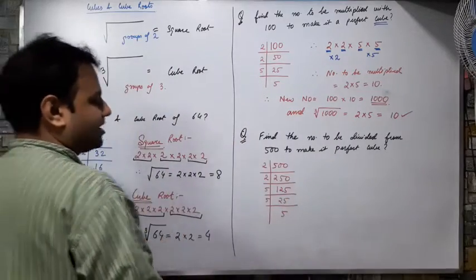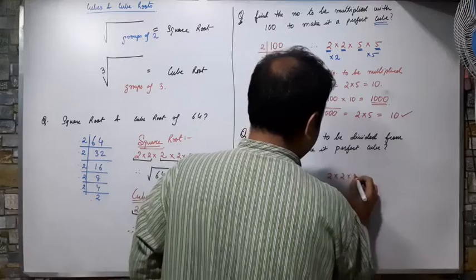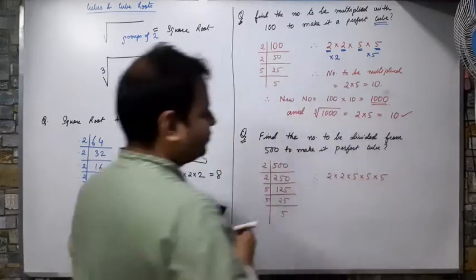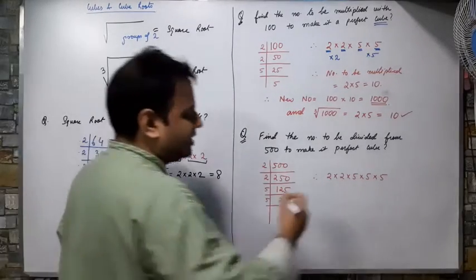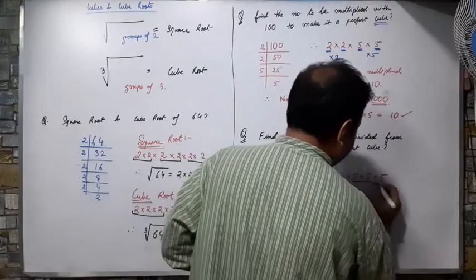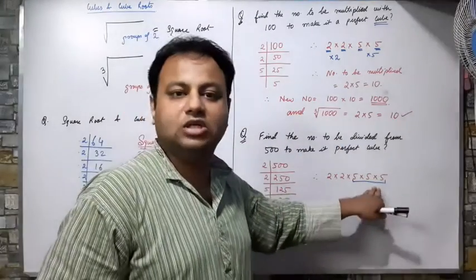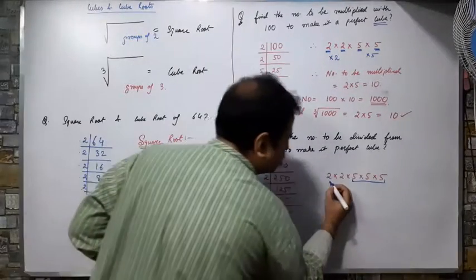Okay, so what are the factors I am getting? I am getting the factors as 2 into 2 into 5 into 5 into 5. So these are my factors. I can clearly see that this 5 into 5 into 5 is forming a group. I am getting a group of 5, so nothing has to be done with 5. The problem exists with this 2 into 2.